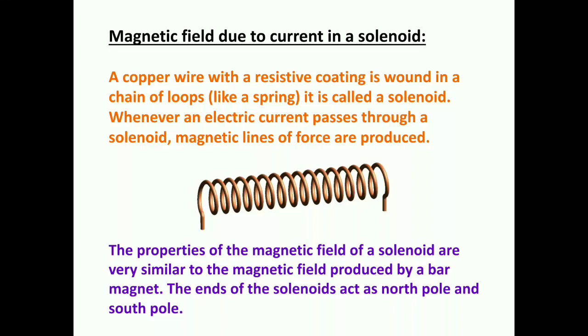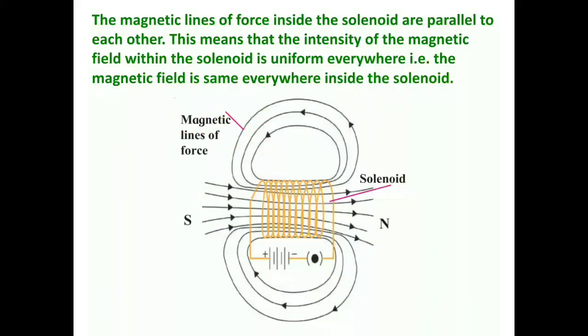The properties of the magnetic field of a solenoid are very similar to the magnetic field produced by a bar magnet. The ends of the solenoid act as north pole and south pole. The magnetic lines of force inside the solenoid are parallel to each other. This means that the intensity of the magnetic field within the solenoid is uniform everywhere. That is, the magnetic field is the same everywhere inside the solenoid. Let's move on to our next topic.